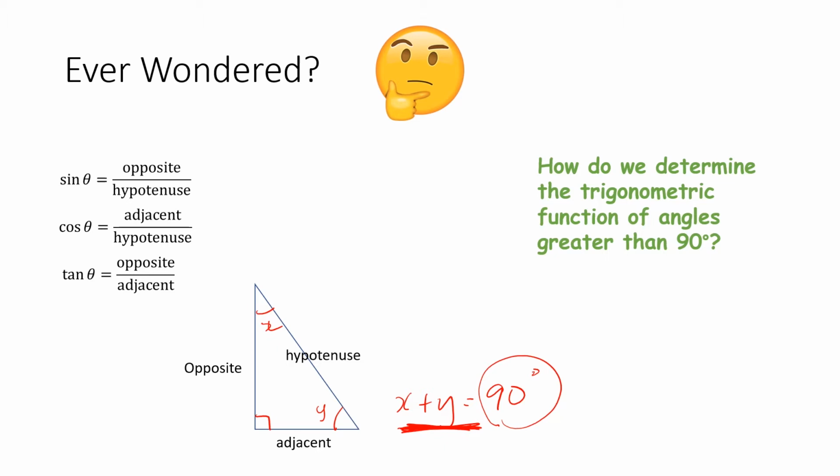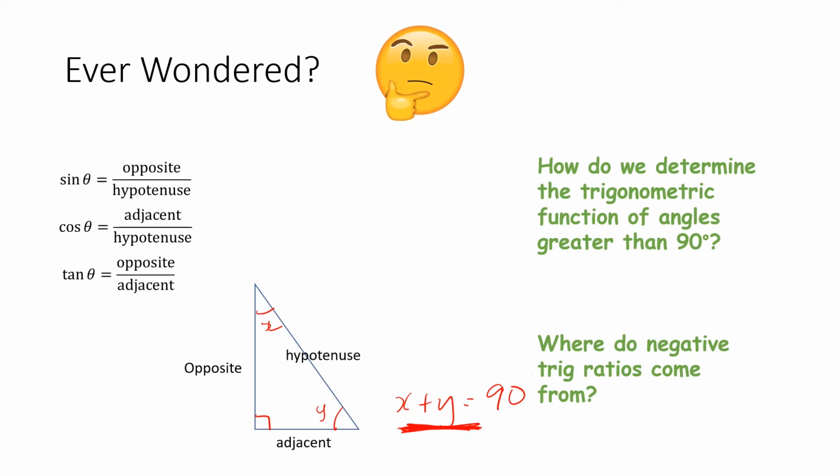And a second question you may have: where does a negative trig ratio come from? I'm sure there are times when you place trig ratios in your calculator, you see a negative answer come up. Where do those negative trig ratios come from? Because if you look at our method of finding trig ratios, we are always using the length of a side. There's no such thing as a negative length. So then why do we have negative trig ratios? So this class today, we will try to answer both questions and satisfy your curiosity.